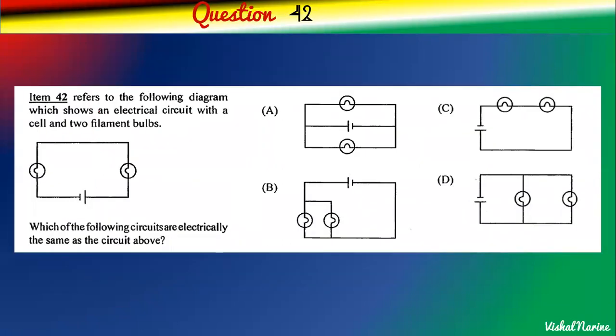Question 42. You see that, yeah, this is also a repeat question. We have two bulbs in series. We look across our options and see which option there has two bulbs in series also. And we see that that answer is C.